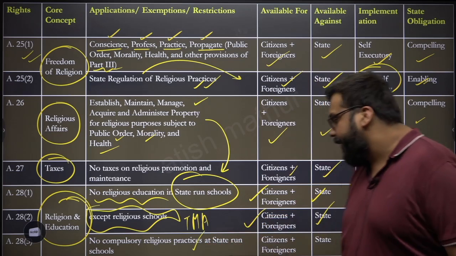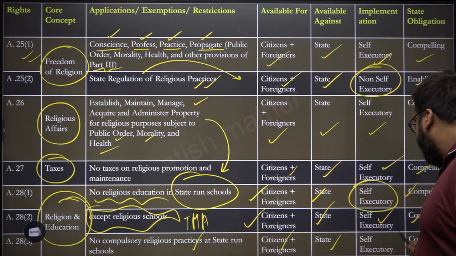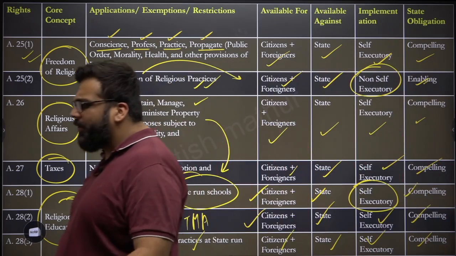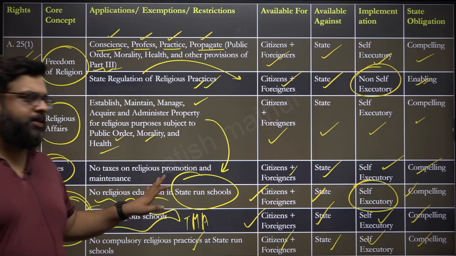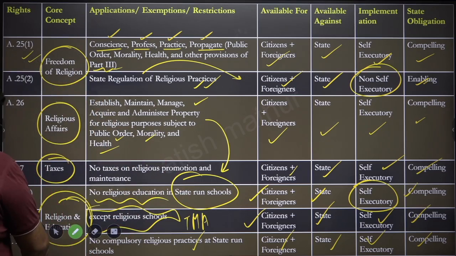This is Article 28.3. Again, for everyone, available against the state, it's self-executory, and you don't need supporting laws for this. Not more than this. Don't spend more than 5 minutes on this. This is more than enough, again, as far as your prelims is concerned.